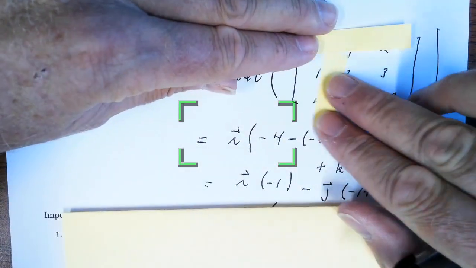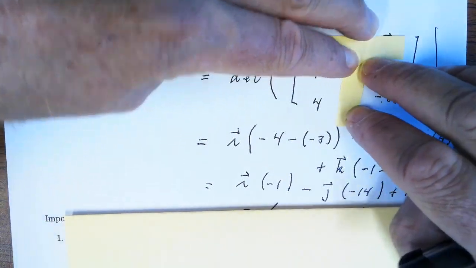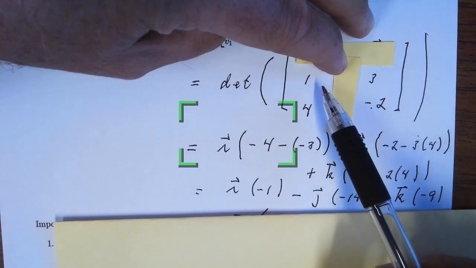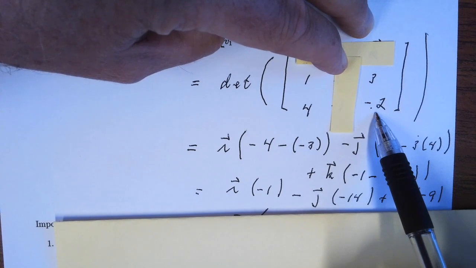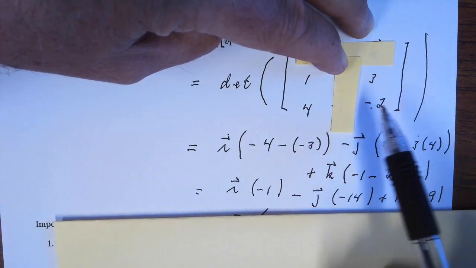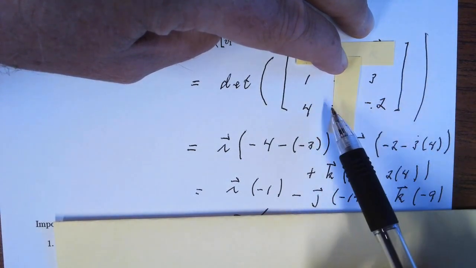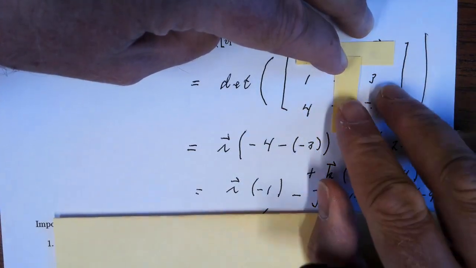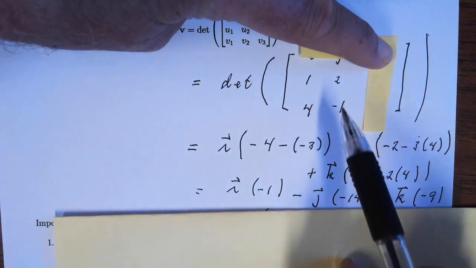Then we move over to the j column. We cover up the row and the column containing the j. You'll notice that we have a 2 by 2 submatrix consisting of 1, 3, 4, -2. We repeat the process. We take 1 times -2, which is -2, subtract the product of these two, which is going to be -2 minus 12, which is minus 14. And then we move over to the row and the column containing k, and we do the same thing.